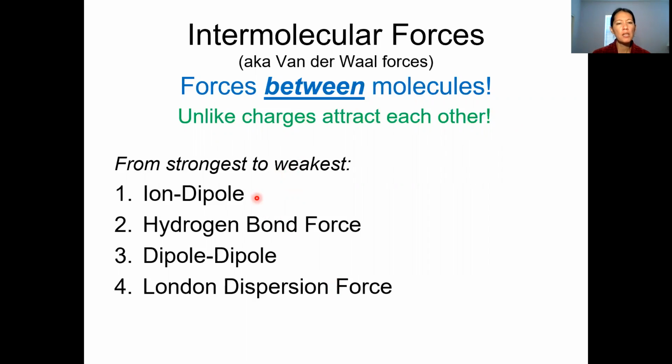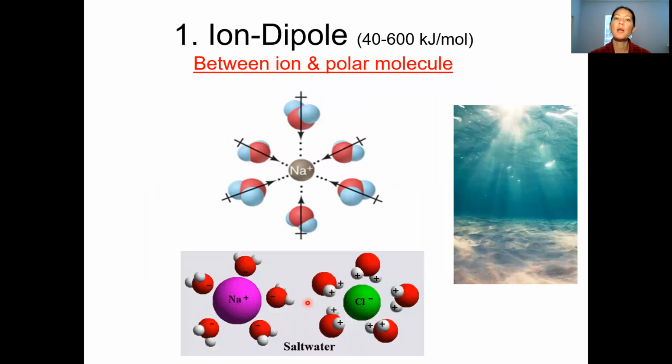I'm going to talk about four different ones. The first one isn't necessarily between molecules, but it's between an ion and a molecule. It's called ion dipole. Then the rest are between molecules: hydrogen bond force, dipole-dipole, and London dispersion forces. Ion dipole, you guys are familiar with because we've dissolved ionic compounds. It's between an ion and a polar molecule. A cation will interact with the minus end, for example, of water, the oxygen end of water. An anion here will interact with the plus end of water, the H's on water.